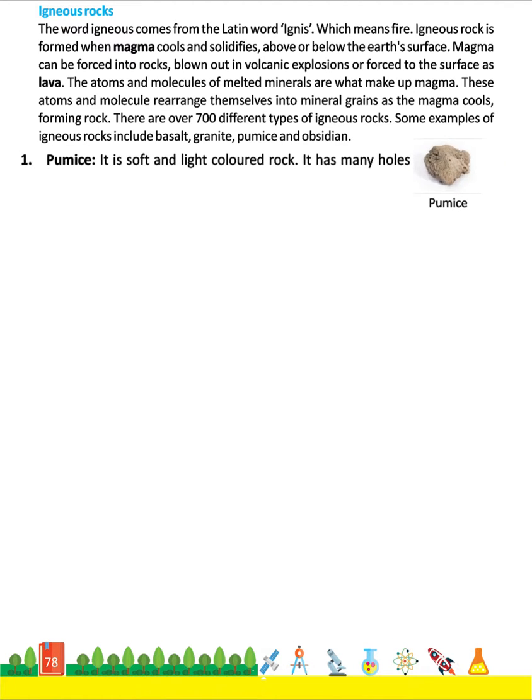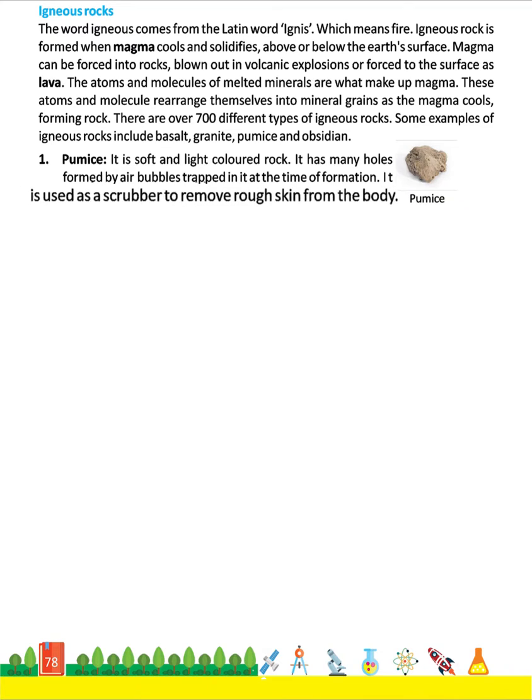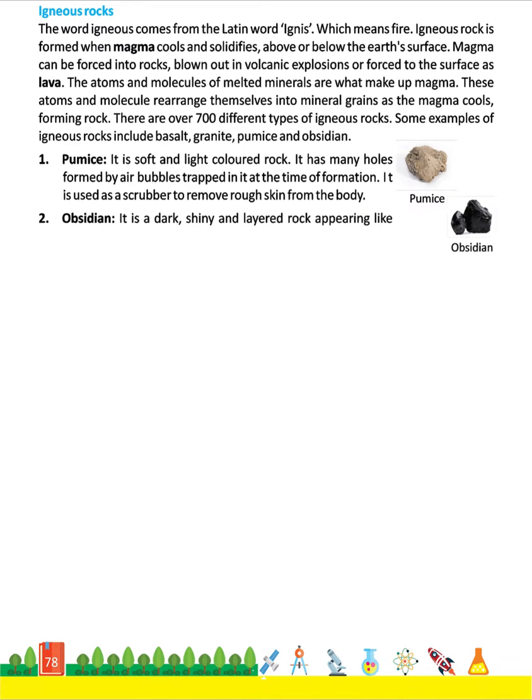1. Pumice. It is a soft and light colored rock. It has many holes formed by air bubbles trapped in it at the time of formation. It is used as a scrubber to remove rough skin from the body. 2. Obsidian. It is a dark, shiny and layered rock appearing like glass and having sharp edges. It is used for making tools.